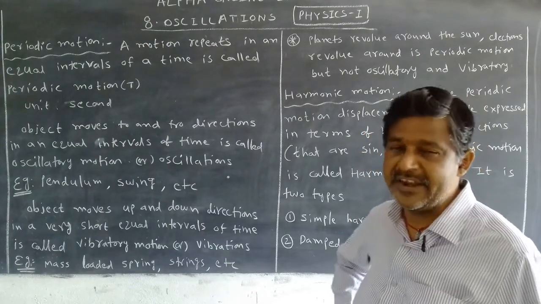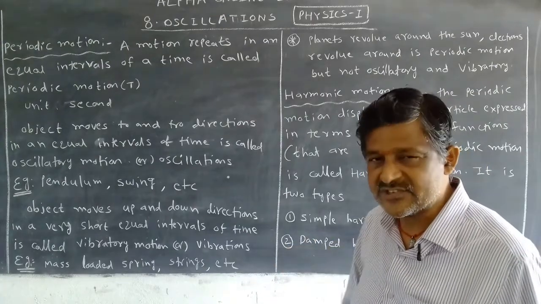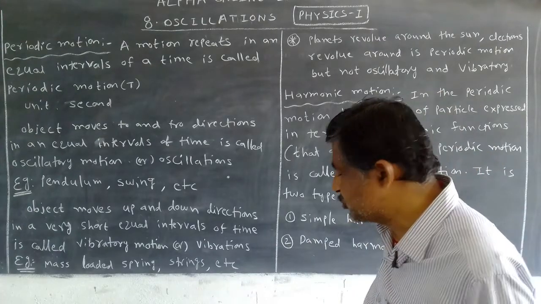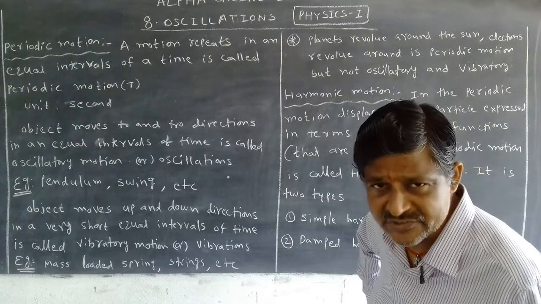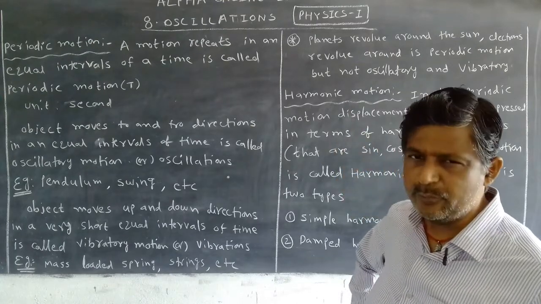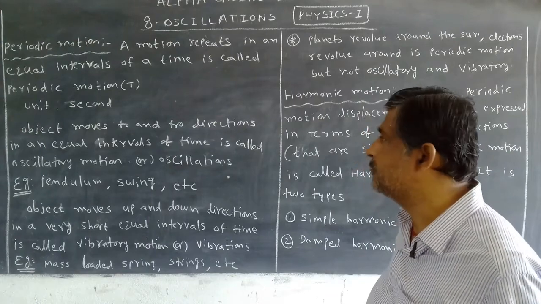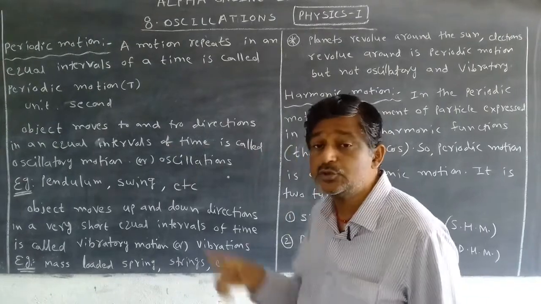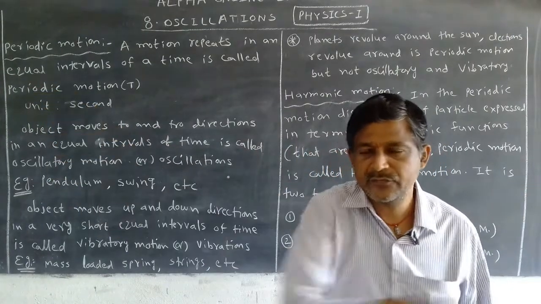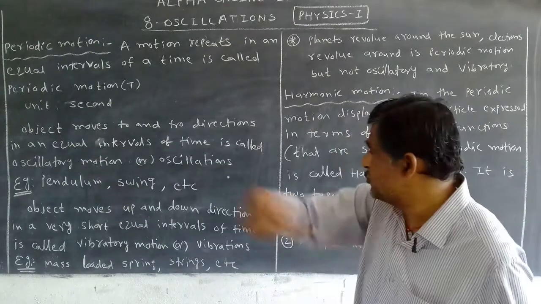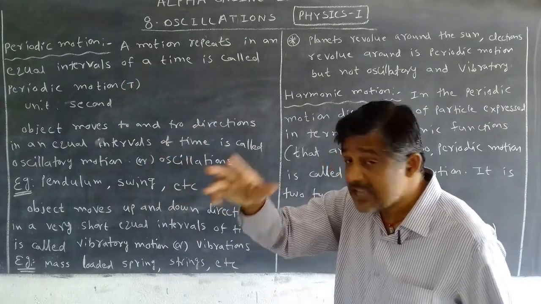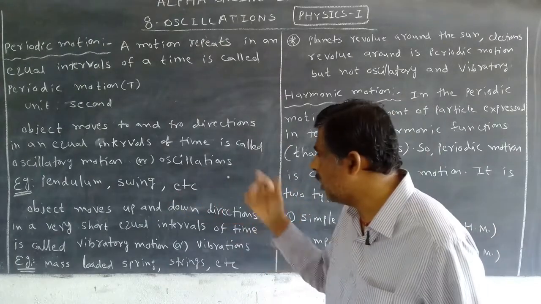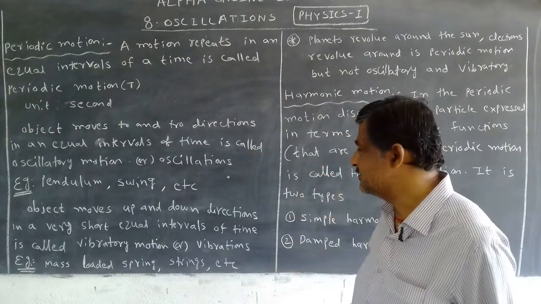Now, in periodic motion, the motion repeats. That's why it is taken as two types. One is oscillatory motion or simply called oscillations. Another one is vibratory motion or vibrations. Periodic motion, first type: the object moves to and fro in equal intervals of time. That is called oscillatory motion or oscillations.